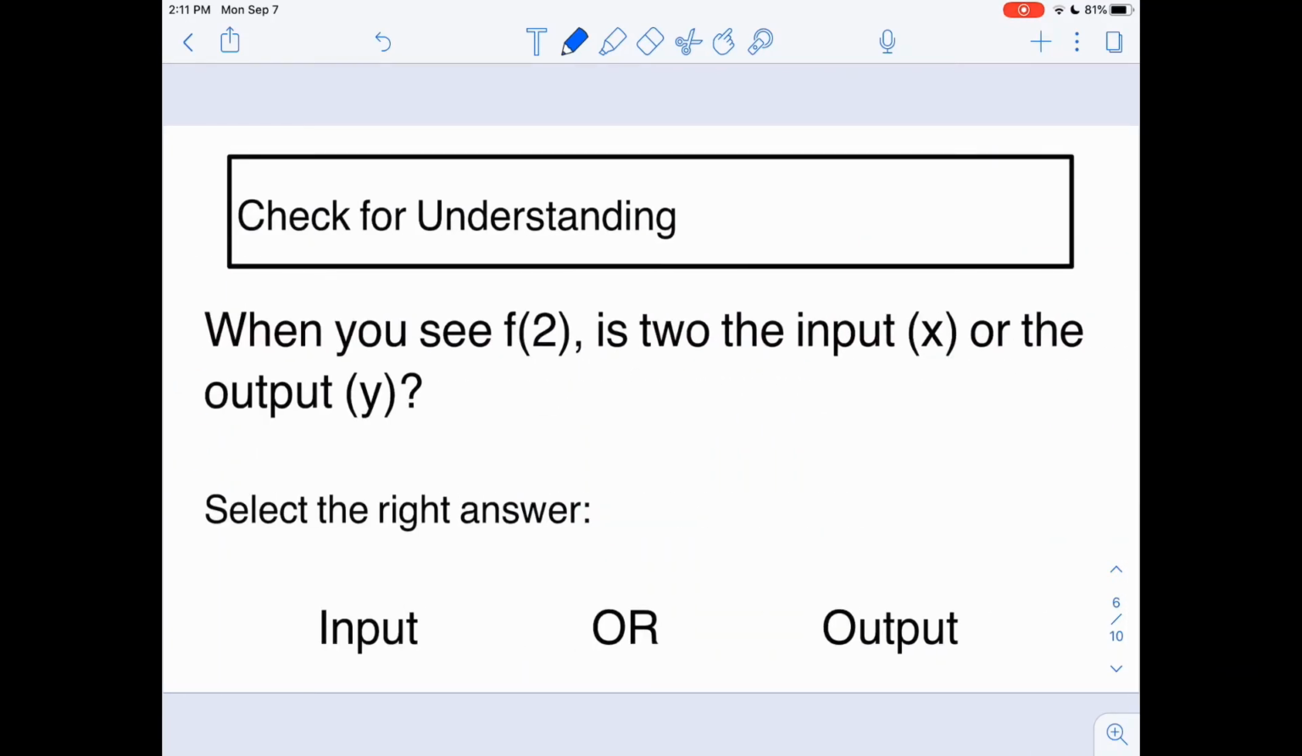So let's check for understanding. When you see f of 2, is the 2 the input, the x, or the output, the y? Take 30 seconds to select the right answer. You should have selected input. F of any number means that number is our input.